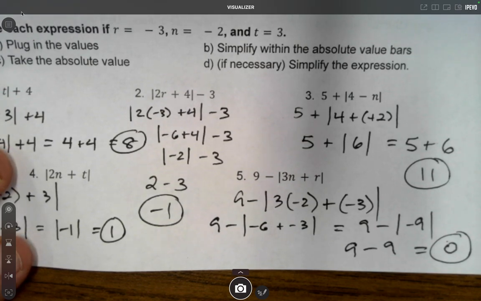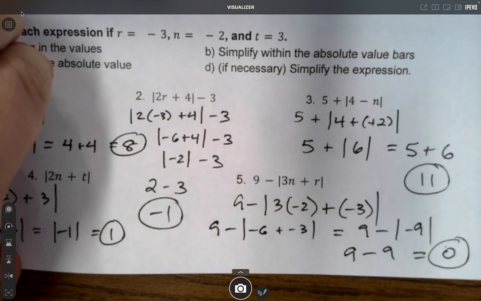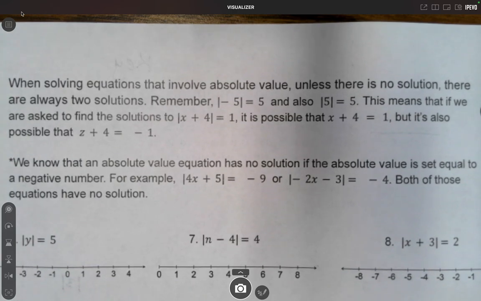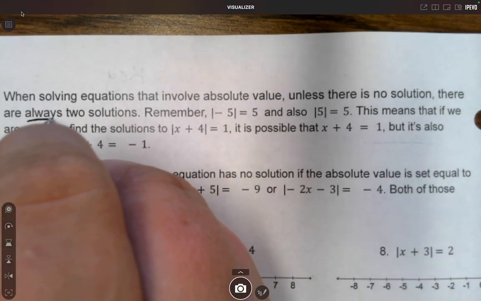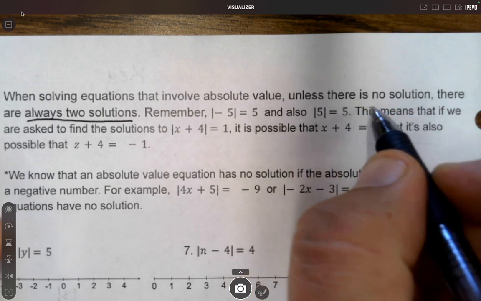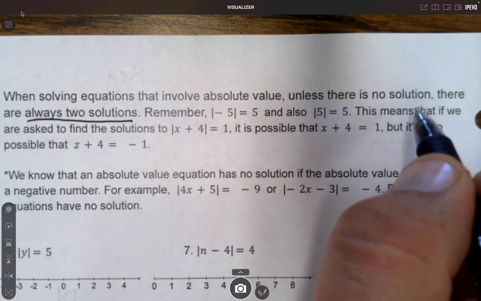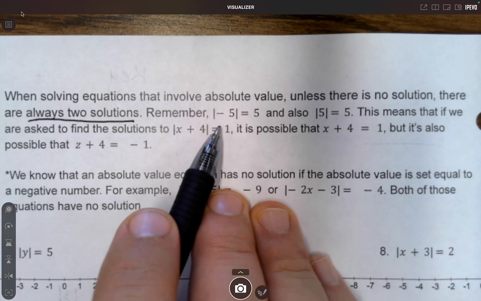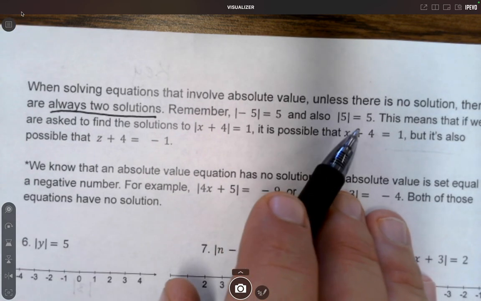But you may have noticed we have evaluated absolute values, but we haven't solved an equation with one yet. So here we go. All right. So this is what makes absolute value solutions very different. When you're solving equations that involve absolute value, unless there's no solution, which we'll talk about when we get there, there are always two solutions. That's because both negative 5 and positive 5 have the same absolute value.